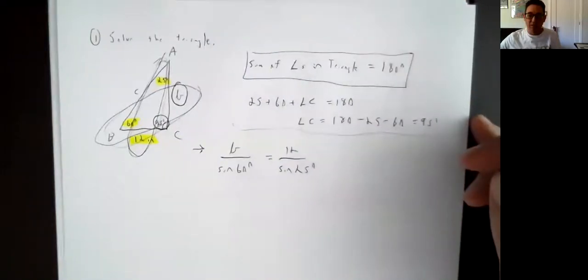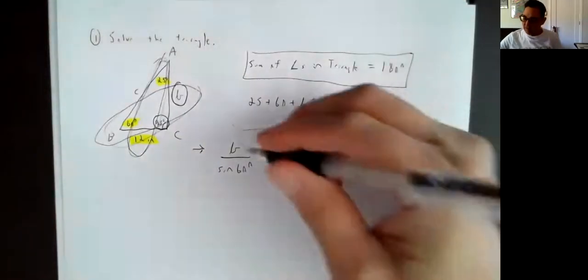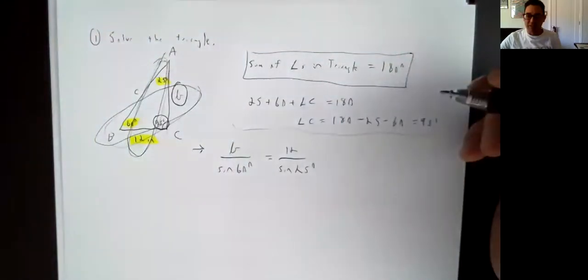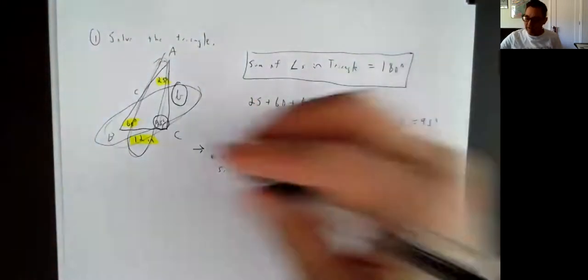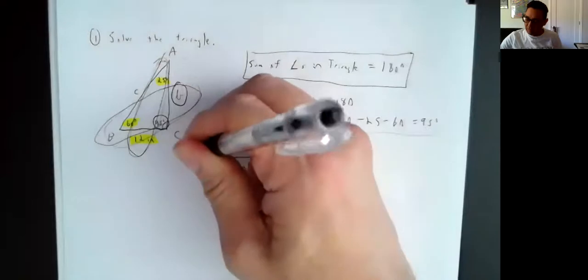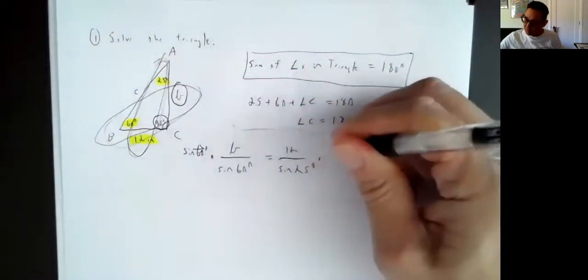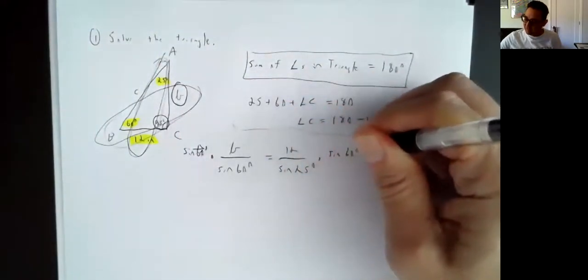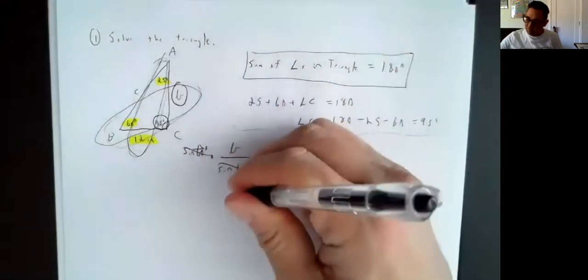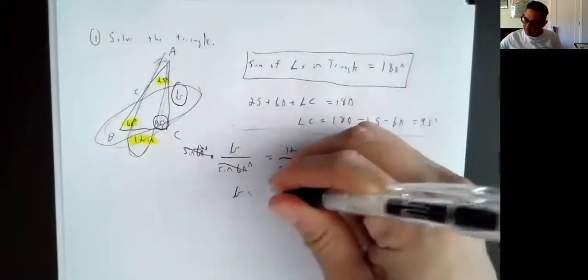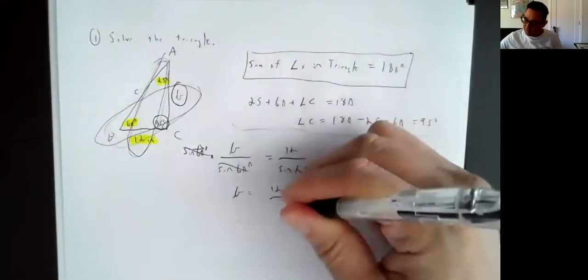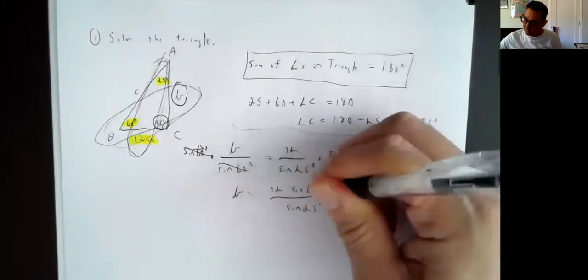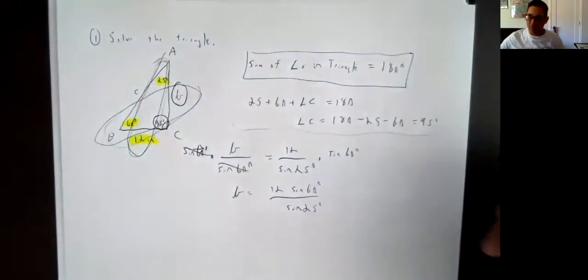And now I'm just going to solve this for B. Now it's B divided by the sine of 60. If you're dividing, to get rid of it, you do the opposite, and the opposite of dividing is multiplying. So I'm going to multiply both sides by the sine of 60. Now these cancel, so B is going to equal 12 times the sine of 60 divided by the sine of 25. Now the sines do not cancel because it's the sine of 60.